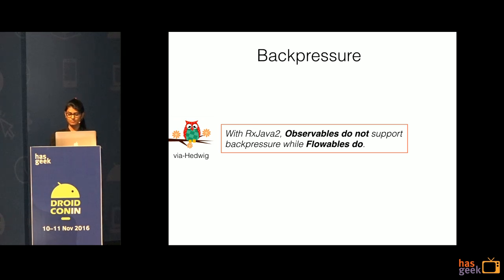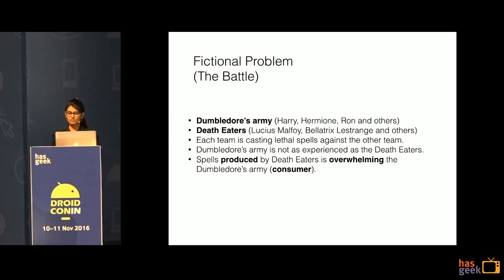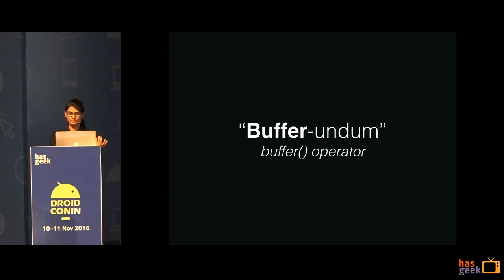So let's have a look at another fictional problem, that is the battle. We have two armies. One is the good army, that is Dumbledore's army, and another one is the Death Eaters, that is the bad army. Each team is fighting against the other team, and Dumbledore's army is not as experienced as the Death Eaters. So the Death Eaters are emitting some spells, and Dumbledore's army, that is the good one, is getting overwhelmed by those spells. So some kind of back pressure handling is required, because the frequency of producer is more than the ability of the consumer to consume.